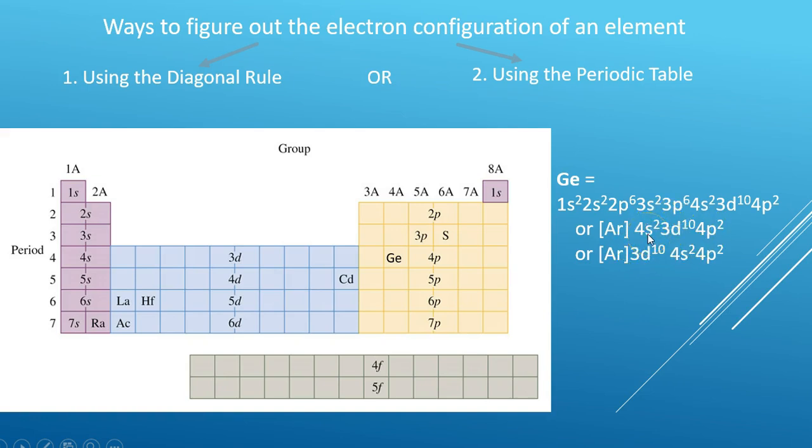In some cases, this electron configuration is rearranged. Notice this is what the diagonal rule will give you. 4s2, 3d10, 4p2 is rearranged to write 3d10, 4s2, 4p2 to locate with much more ease the valence electrons, the electrons in the outermost energy level, the 4th energy level. So we have 4 valence electrons for the element germanium.